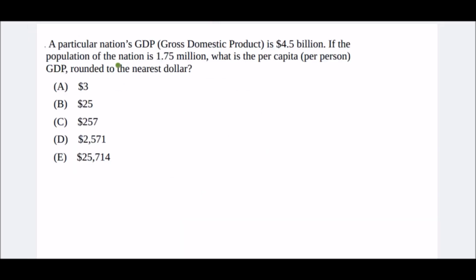Our next question is, a particular nation's GDP, gross domestic product, is $4.5 billion. If the population of the nation is 1.7 million, what is the per capita, that is per person, GDP rounded to the nearest dollar? So we have to find out the per capita, that is per person GDP. So in the question the GDP is given as $4.5 billion for how many people? 1.7 million people. But we have to find out per person. So what will we do? We will divide it.